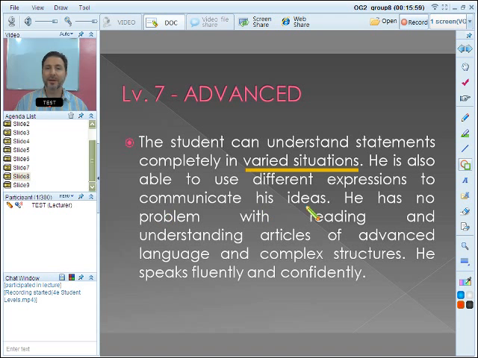They can certainly communicate their ideas. And reading and even writing are not great difficulties to the advanced level learner. They certainly are going to speak fluently and confidently. And so that should be a treat. Again, I keep saying treat, but it's a treat.